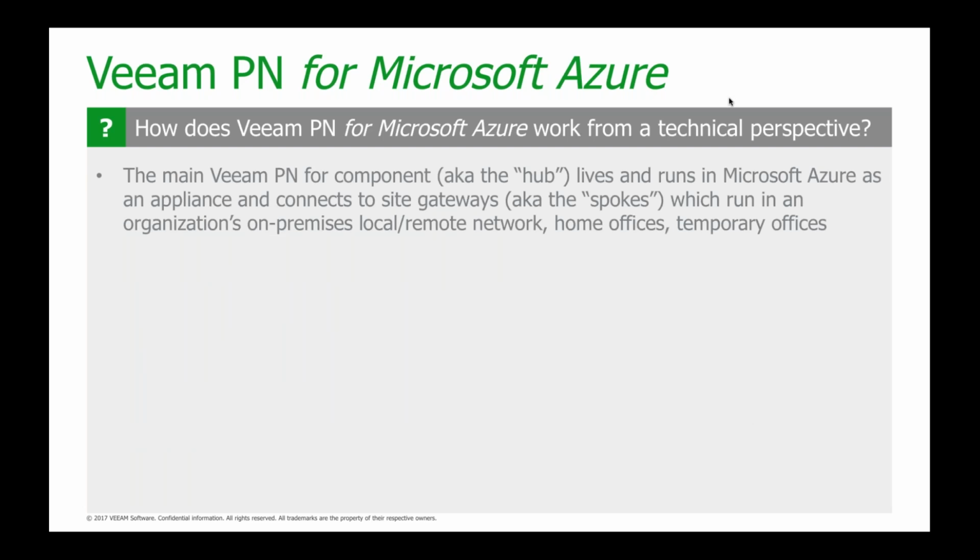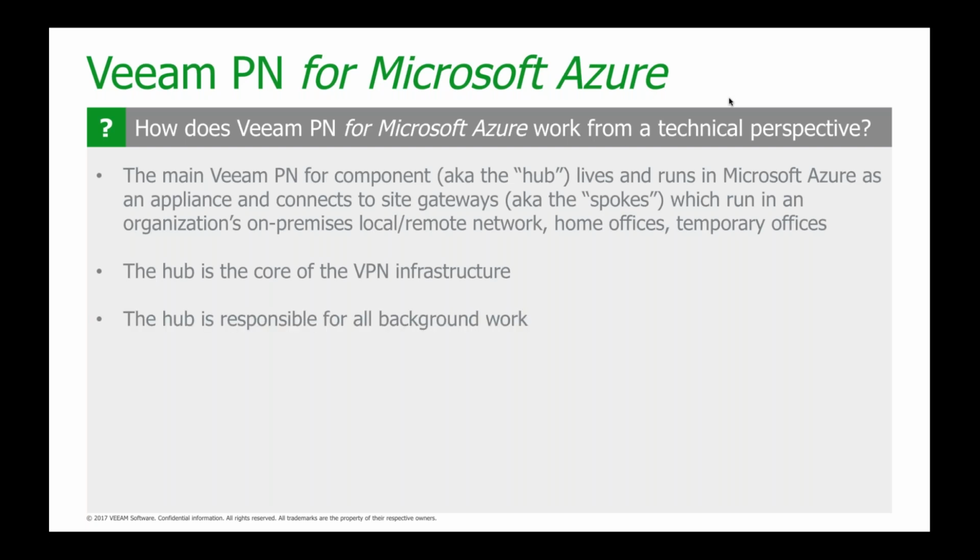In terms of the actual components, the main VPN component, or the hub, lives in Azure as an appliance and connects to site gateways, or the spokes. So there's our hub and spoke comparison. These site gateways run in any office or organization, whether it be on-premises, local, remote, home office, or temporary location. You can effectively deploy these components anywhere and connect back to that central hub.